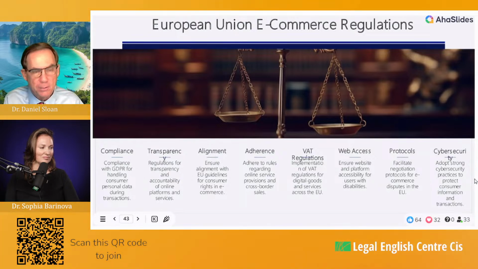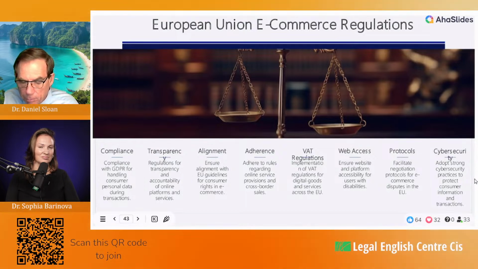Then we're back to the taxes: value-added taxes, or VAT regulations, the implementation of VAT regulations for digital goods and services across the EU. And then web access: ensure website and platform accessibility for users with disabilities. That could be something in a jurisdiction you hadn't thought of. In America, we have very strong rules and laws that govern accessibility for people with hearing or sight issues, who don't have eyesight or can't hear. Protocols: facilitate negotiation protocols for e-commerce disputes in the EU. So we may have to adhere to local laws regarding dispute mechanisms. And cybersecurity: adopting strong cybersecurity practices to protect consumer information and transactions.